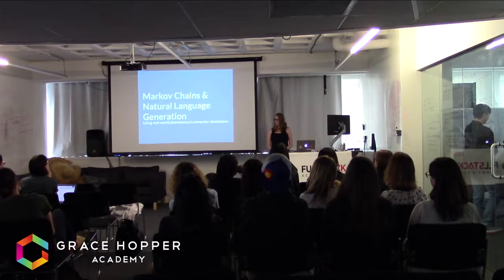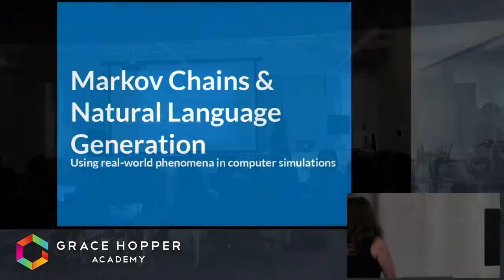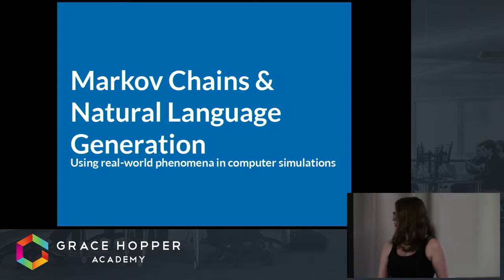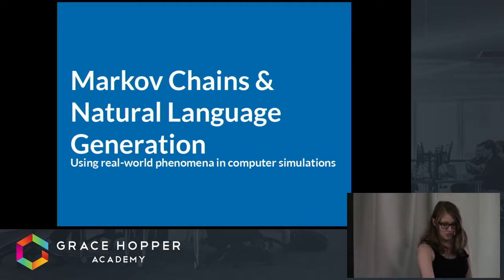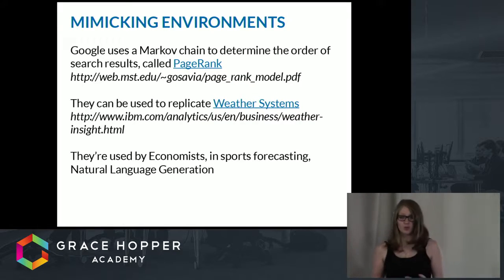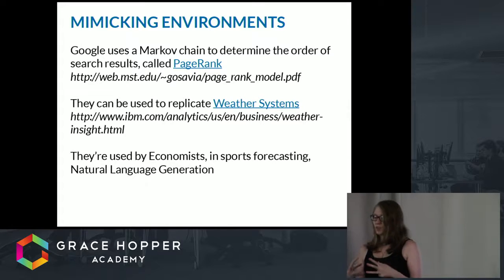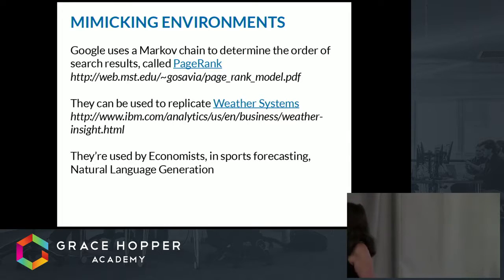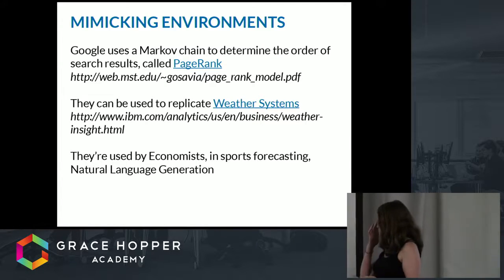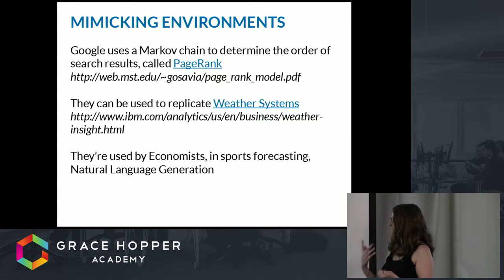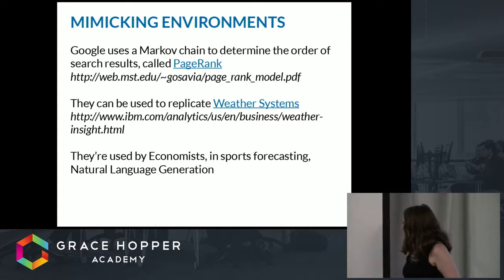So my name is Samantha Vinci, and I'm talking today about Markov chains and how they can be used for natural language generation. Markov chains are an amazing tool in general for simulating real-world systems and environments with computers. Google uses a Markov chain in PageRank to determine the order of their search results. They're used by meteorologists a lot, and they can be used for forecasting and economists, and they're just generally a great tool.